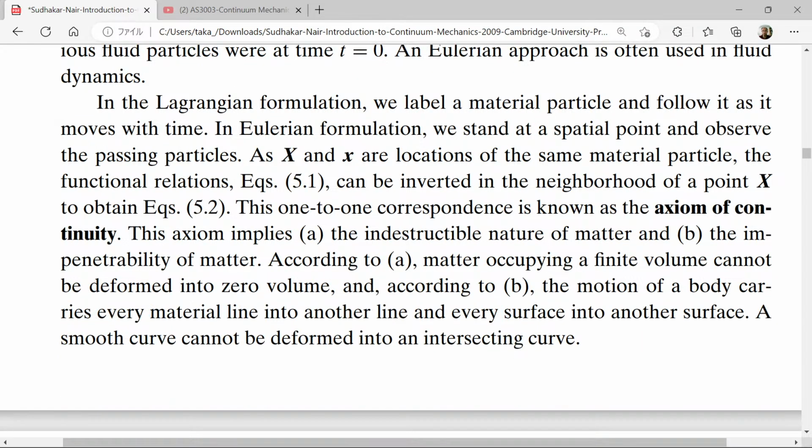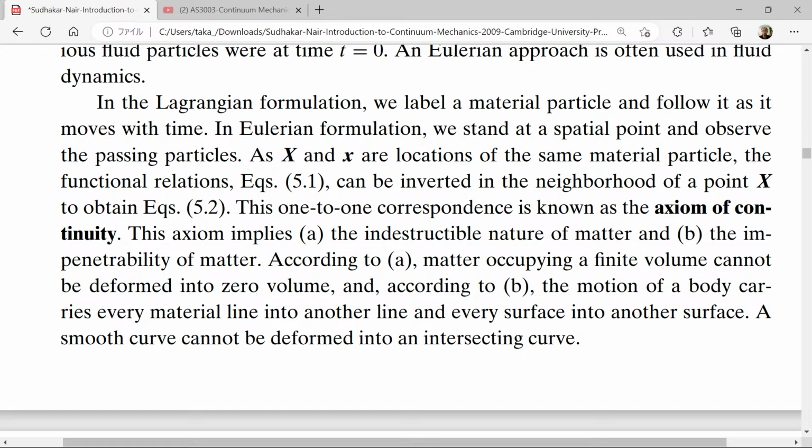This one-to-one correspondence is known as the axiom of continuity. This axiom implies A, the indestructible nature of matter, and B, impenetrability of matter.